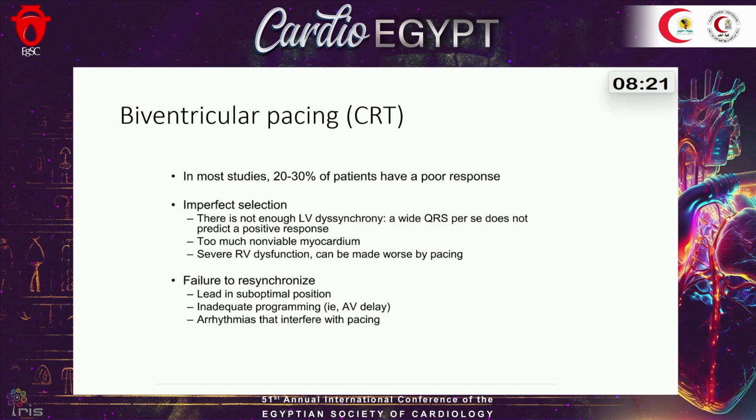Also, failure to implant CRT. No optimal veins or tributaries to be implanted, and you sometimes implant the lead in a suboptimal position like the anterior cardiac vein, middle cardiac vein. Inadequate programming, AV delay, for example, VV delay. And sometimes the arrhythmia itself can interact with the CRT, like atrial fibrillation, frequent PVCs.